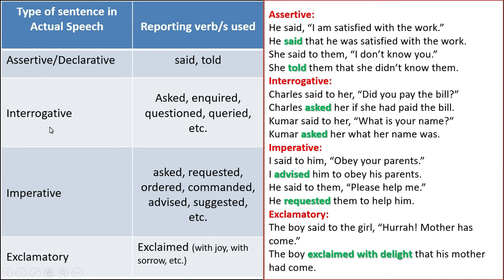And what about interrogative sentences? In interrogative sentences, the reporting verb changes to asked, enquired, questioned, queried, etc. Sometimes you see wondered, wanted to know. Let's understand this better with examples. Charles said to her, "Did you pay the bill?" Charles asked her if she had paid the bill. We used asked here. Kumar said to her, "What's your name?" Kumar asked what her name was.